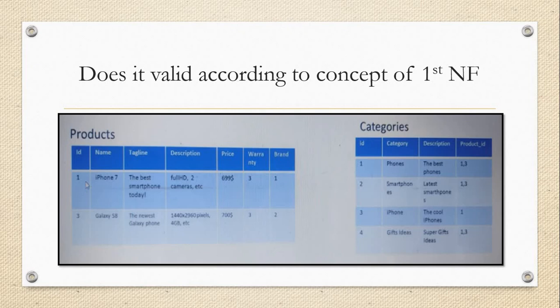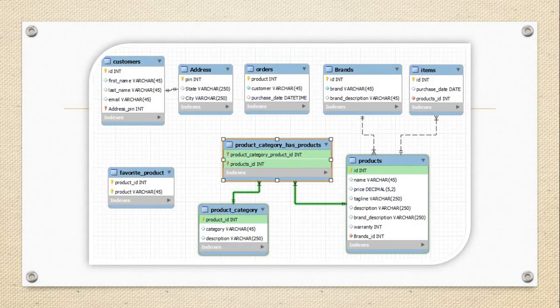So it is not allowed. For that, here is an example. Here we create the option. In that option, what should we do? We'll perform the many-to-many relationship of product and product category.